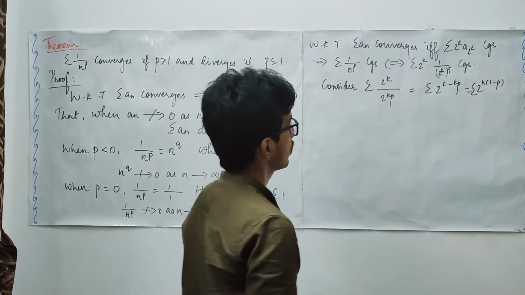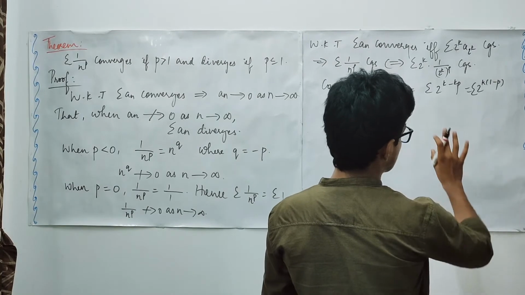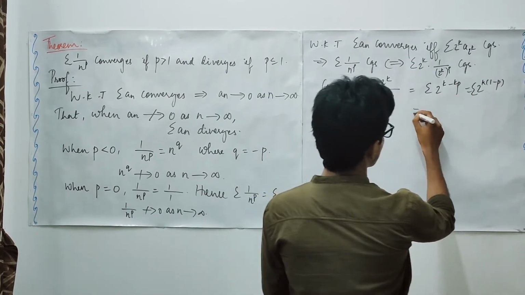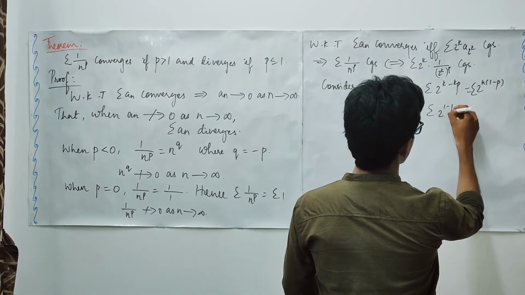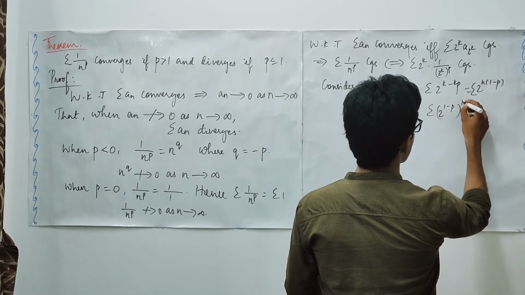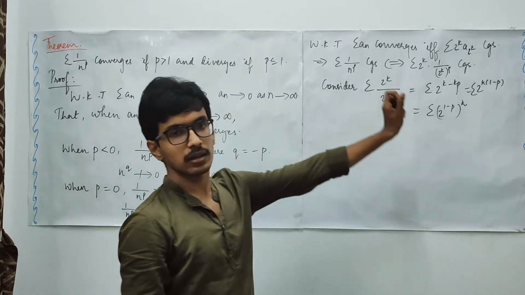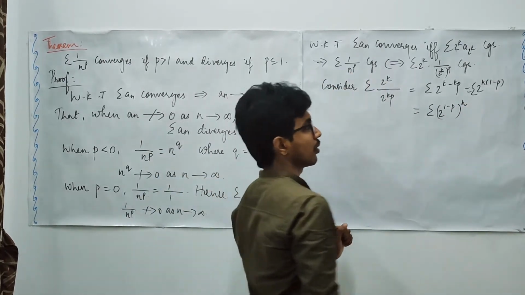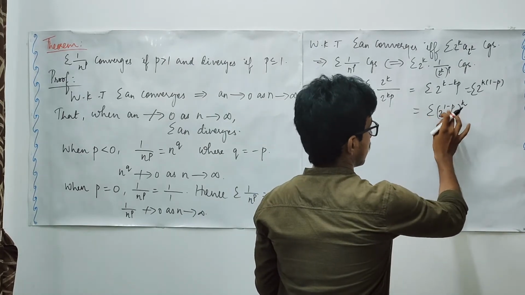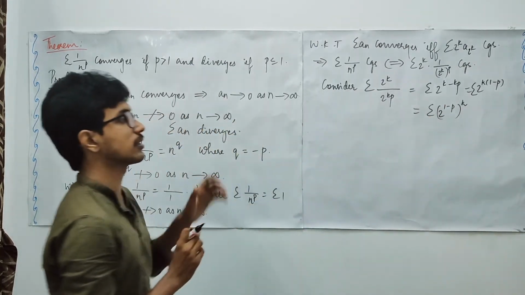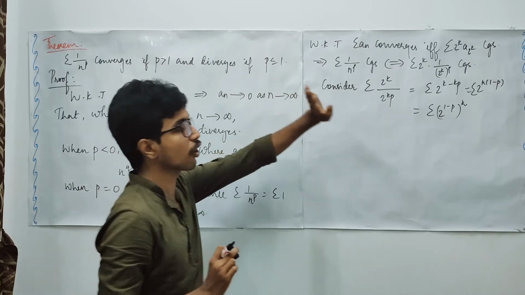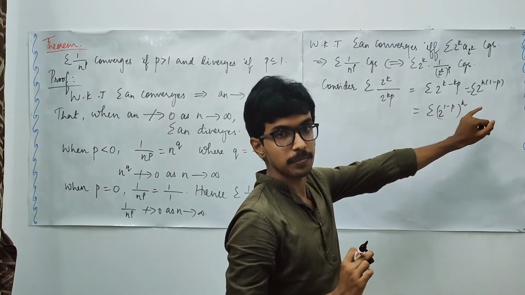Right? So, this may be written as 2 power 1 minus p whole power k. We may write this way as well. Now, here we are going to fix the value of p and we are just going to vary k. Right?